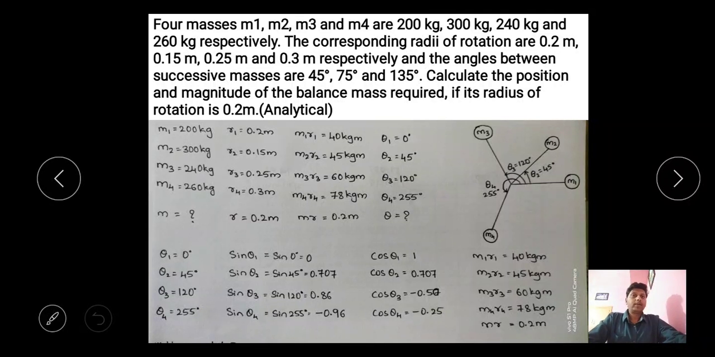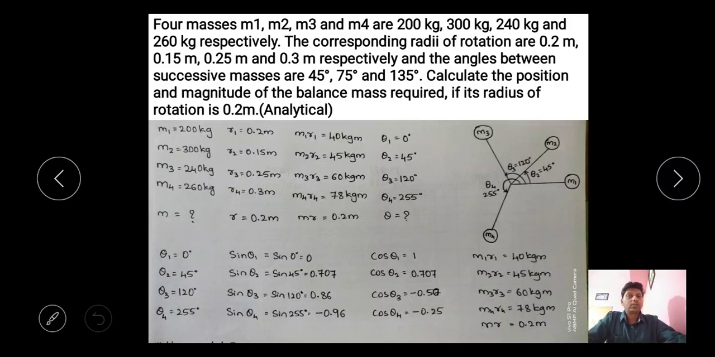Four masses m1, m2, m3 and m4, which are 200 kg, 300 kg, 240 kg and 260 kg respectively, are given. The corresponding radii of rotation are 0.2 meter, 0.15 meter, 0.25 meter, 0.3 meter respectively. Four radii are given and angles are given: 45 degrees, 75 degrees, 135 degrees. Calculate the position and magnitude of the balance mass required if its radius of rotation is 0.2 meter.